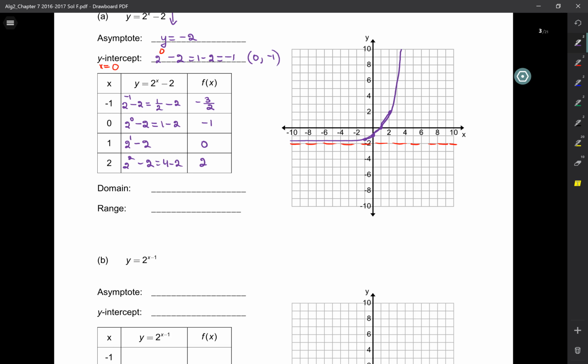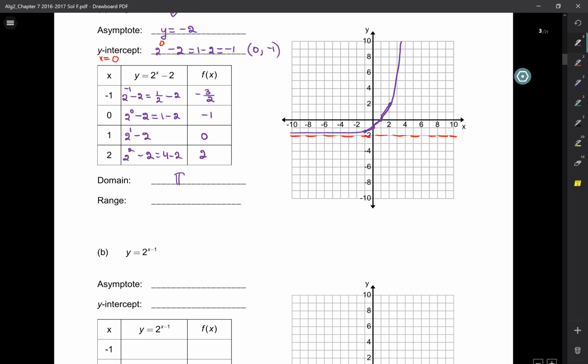What's the domain? All real numbers. What's the range?